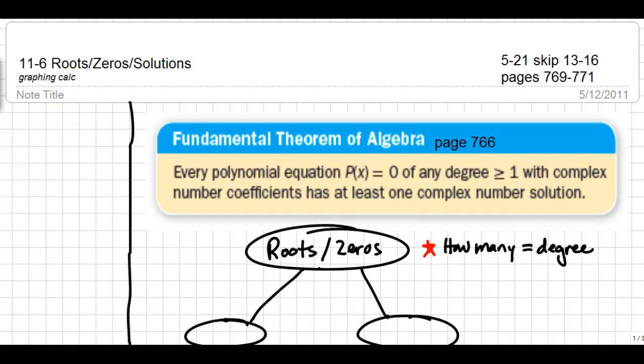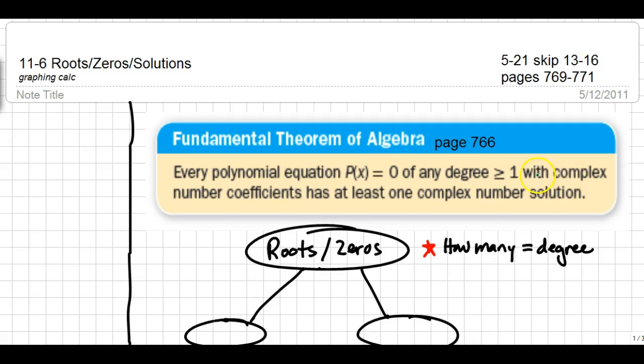This lesson is for Advanced Algebra, Lesson 11.6 on finding roots or zeros or solutions. The fundamental theorem of algebra is going to be our main topic for the day, even though we're not going to use it directly, we're going to use it indirectly. The fundamental theorem basically says the degree tells you how many zeros you can expect.